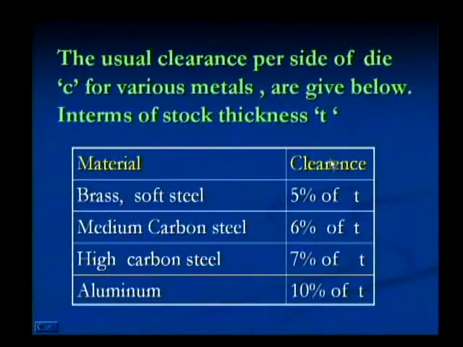So, material clearance. For brass or soft steel, the clearance is 5% of T. For medium carbon steel, which is harder than this one, the clearance is 6% of T. High carbon steel, which is much harder than both of these, it is 7% of T. However, the exception is for aluminum, which is very soft. Even though it is soft, it is 10% of T.